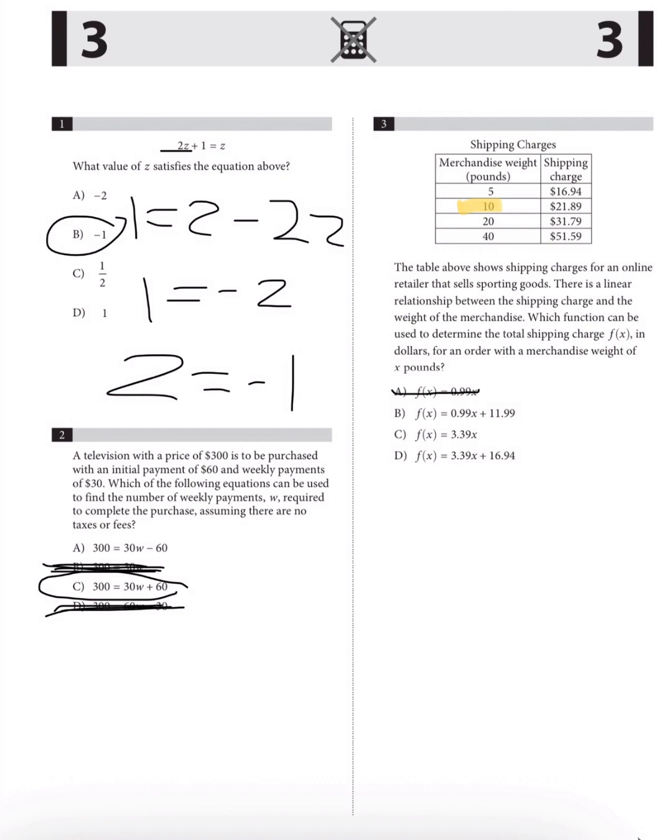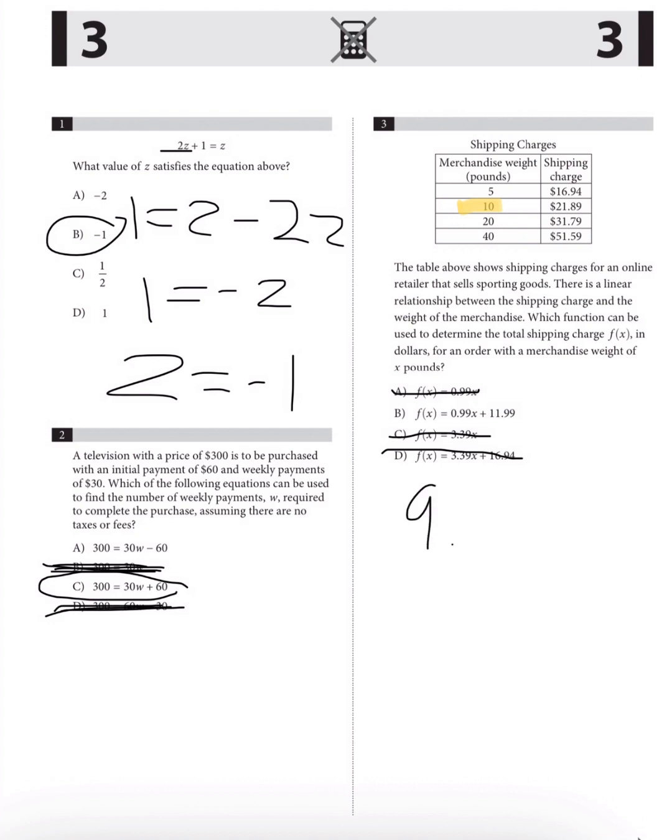And then if we look at C for a quick second, if I do 10 times 3.39, that's 33.9. That's nowhere close, so that's wrong. And this one, if I'm already adding 33.9 plus 16.94, that's definitely not going to give me 21.89, so it's definitely not that. And that means the right answer is B.